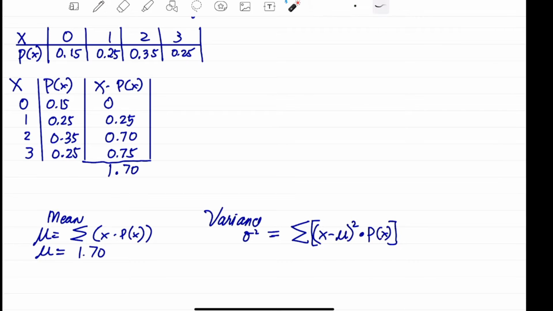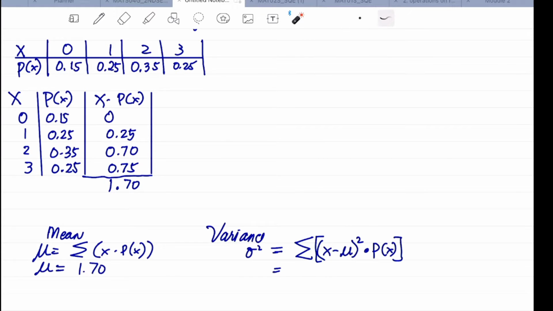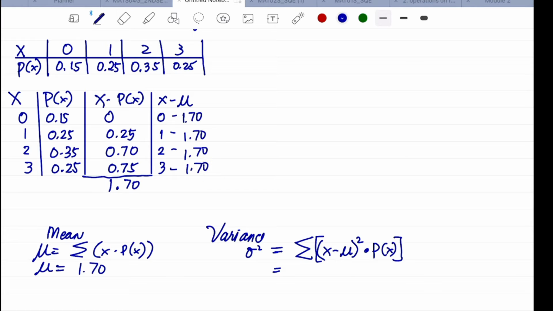So that's the formula. First thing to do, find the difference of x and the mean. So we have a column for x minus mu. So copy the x values. We have 0, 1, 2, and 3. Subtract the computed mean. So this is the computed mean of this data. So subtract 1.70, 1.70, 1.70, 1.70. So we subtracted 1.70 or the mean in each value of x.